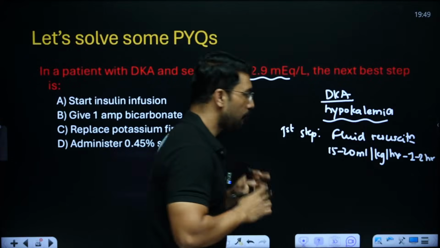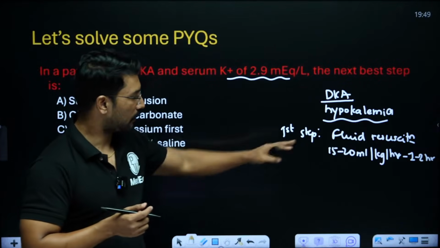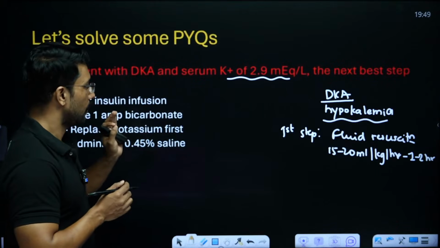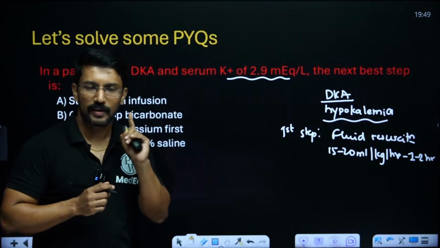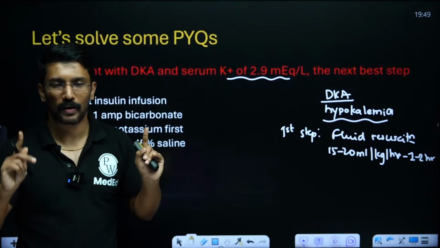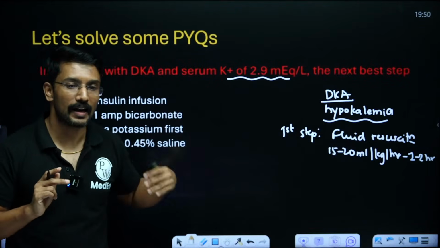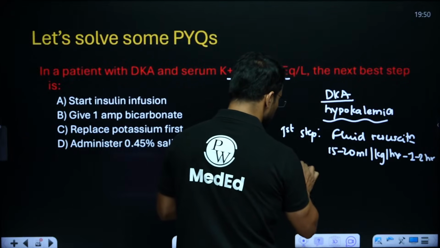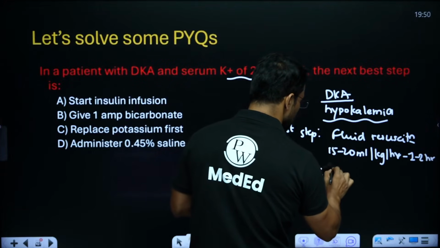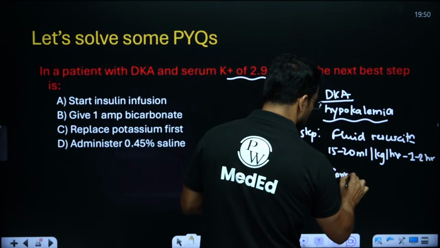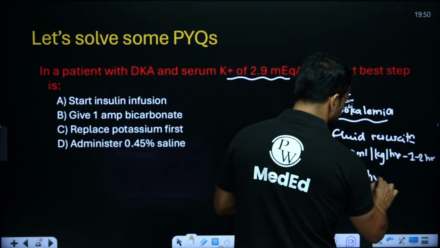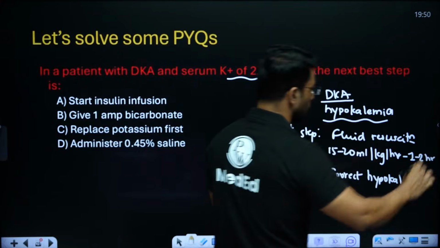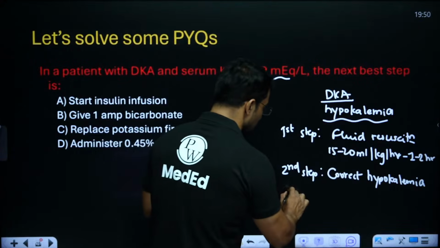Okay. After that, we of course switch to maintenance fluid, and then we have to think of insulin. Now insulin, there was a point. If potassium is low, we should not give insulin. First thing we have to do is correct the potassium. So in this scenario, what will be my second step? Second step is correct hypokalemia. Once the potassium value comes to more than 3.2, then I go to the third step.